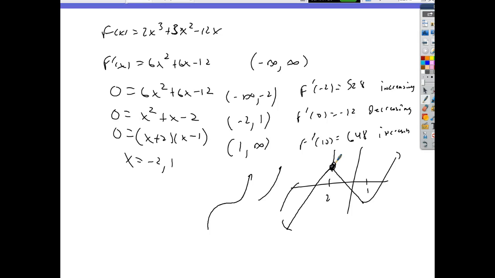If I get a positive number, it must be going up. The slope's positive, so it must be going up. If I get a negative number, that means it's decreasing. I'm going down between those 2 points.